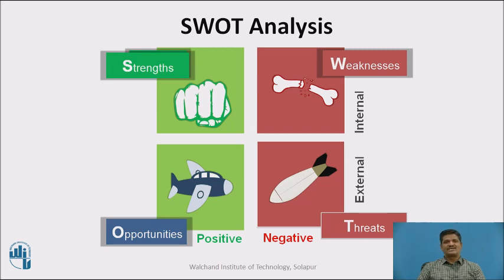S stands for strengths, W stands for weaknesses, O stands for opportunities, and T stands for threats. As you can see on the slide, strengths and opportunities are positive, whereas weaknesses and threats are negative. On the other hand, strengths and weaknesses are internal characteristics of a person or an organization, and opportunities and threats are external elements in the environment. So this is the answer for the question, what is SWOT analysis? Now let us move to the next slide.